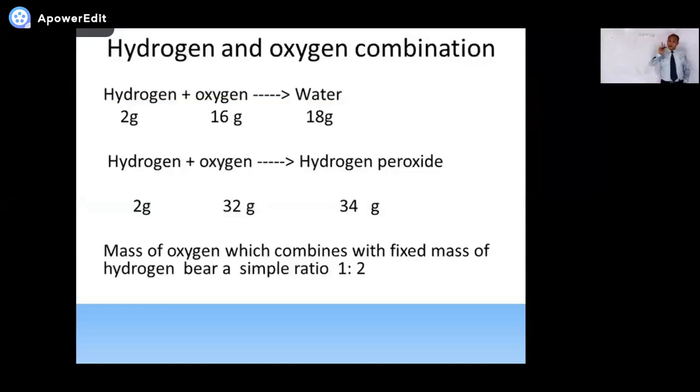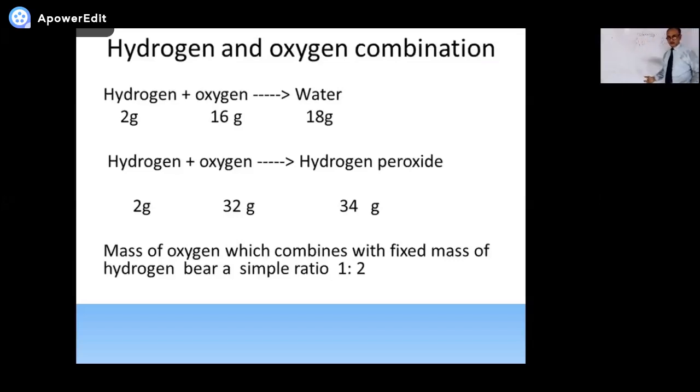This is another view of the same topic. Look at the board. We have just talked about it: H2O, H2O2. Numbers 2:1, and 2:2. What does it mean? Hydrogen's ratio is fixed. Oxygen's ratio is changing in whole number ratio.